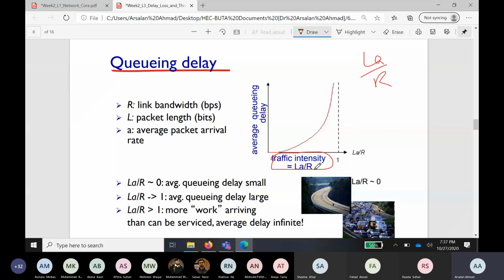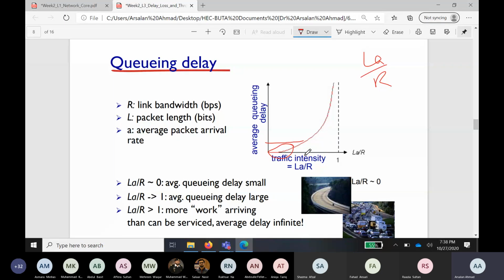Now, it's mentioned over here again, there is no quantification on the y-axis. You can say average queuing delay. We are not quantifying it. We are just saying that if the product LA by R is close to 0, which means the incoming rate is less than the outgoing rate, it will be close to 0 when LA is small and R is large. In this scenario, we will have very low queuing delay. It's an average over a longer period of time, but the average queuing delay will be low.